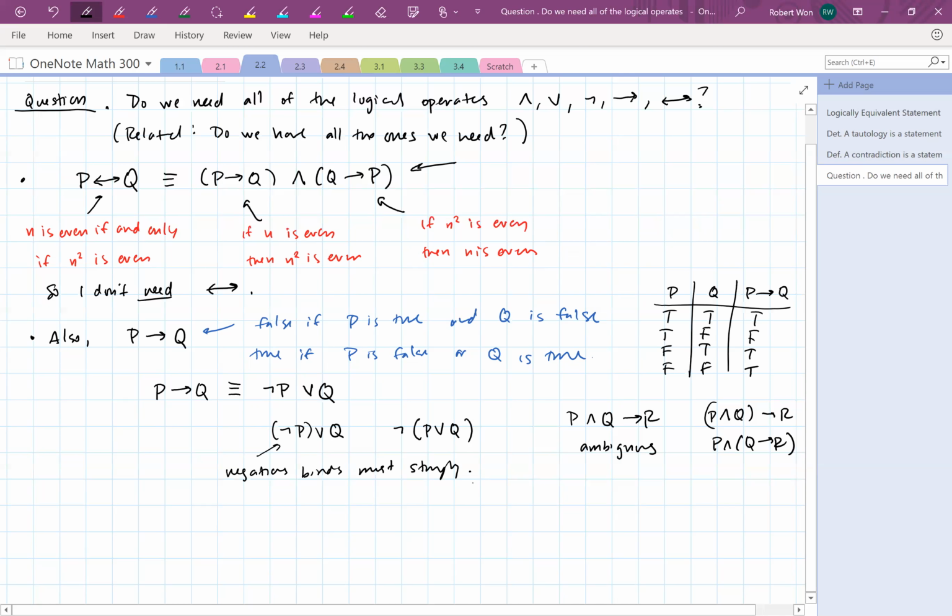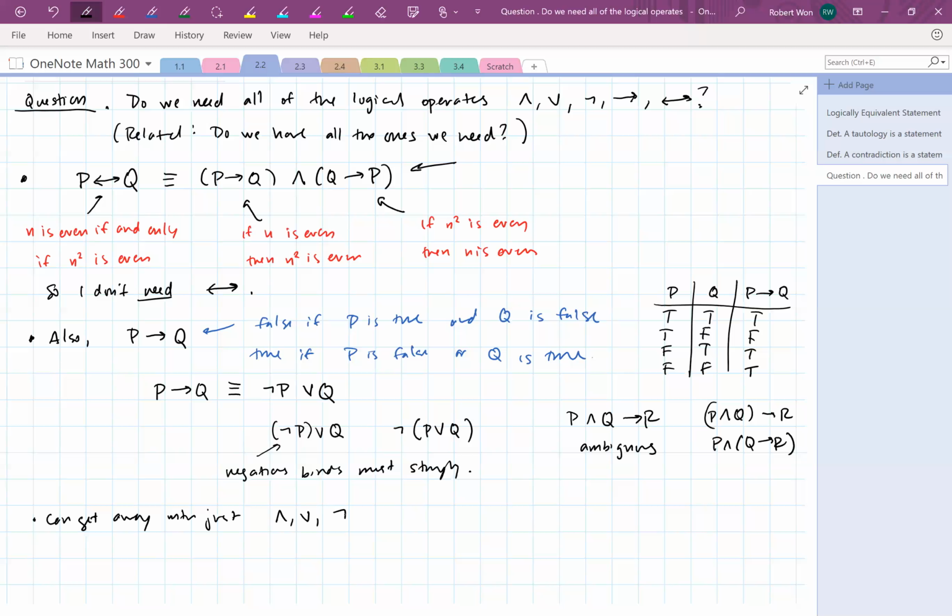So all that to say, this first example showed that I don't need if and only if, but this second example shows that I don't need the conditional either. So we can get away with just and, or, and not. If you've taken any computer science courses, this is because these three logical operators form a universal gate set.